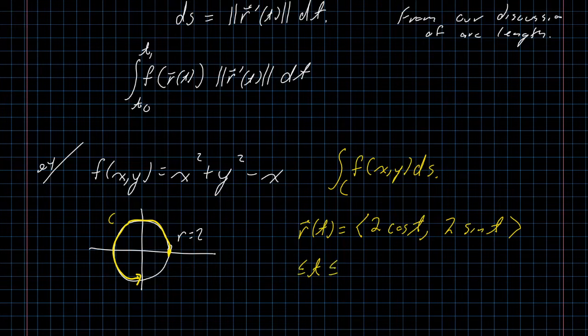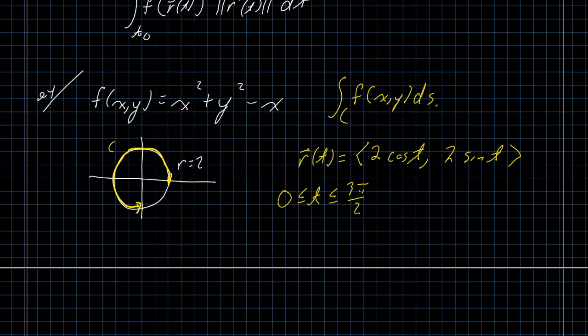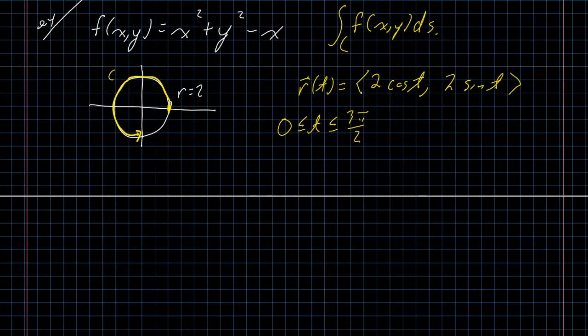Because now our t is just an angle, and in standard position, that starting point is the angle 0, and that ending point is the angle 3 pi over 2. And so, in order to figure out ds, we need to figure out what r prime is. All right, the derivative of cosine is minus sine. Derivative of sine is cosine.